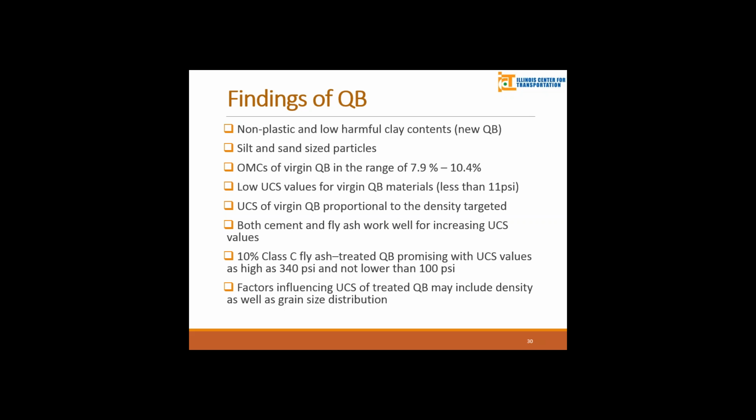And for the stabilization, both cement and fly ash, with 2% cement and 10% fly ash, work very well for increasing the strength values. For the 10% Class C fly ash treated QBs, they can have UCS values not lower than 100 psi at least. And there are many factors that may influence the strength values of these stabilized QBs, which may include density as well as grain size distribution.